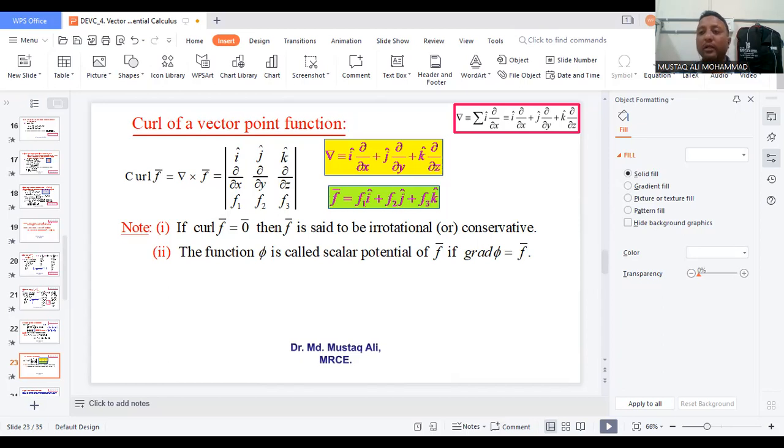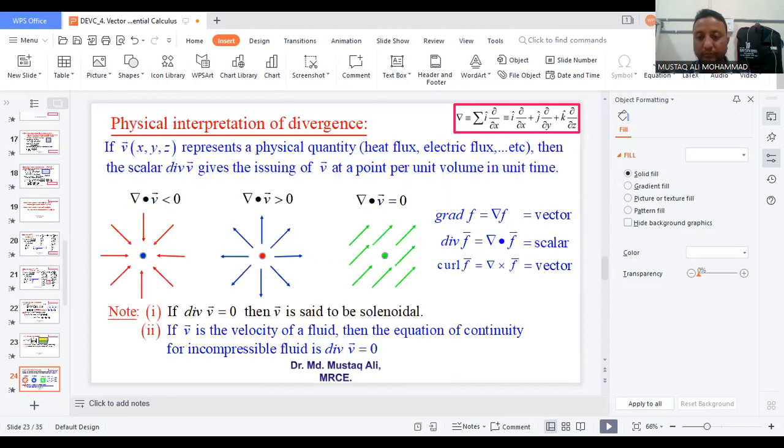Here also one point we have: if curl f bar is equal to 0, then f bar is said to be irrotational or conservative. Okay. The function phi is called the scalar potential of f bar if grad phi is equal to f bar. If gradient phi is equal to f bar, then that phi is called the scalar potential of the vector point function. Okay. Next.